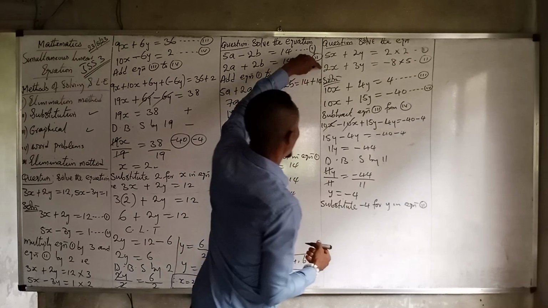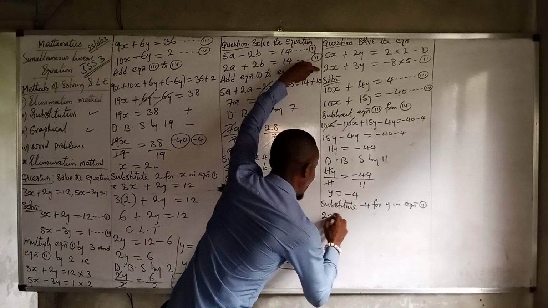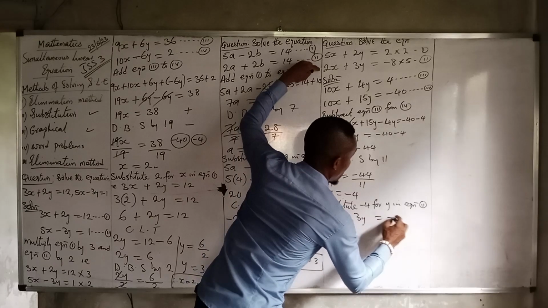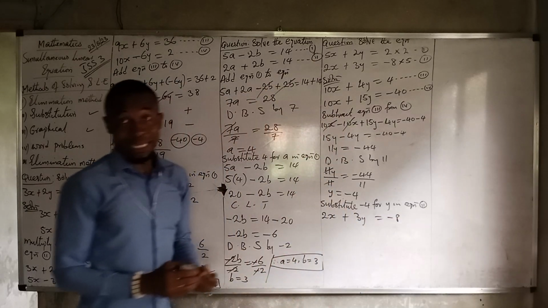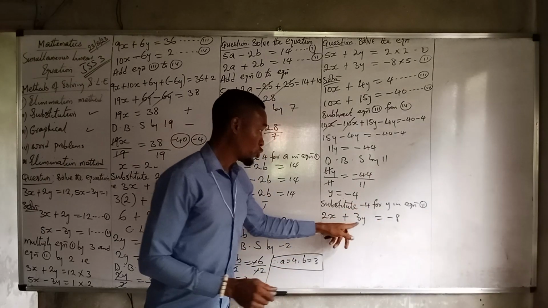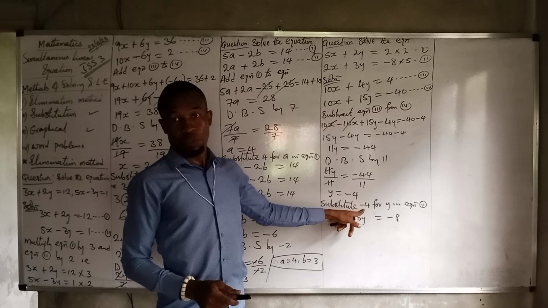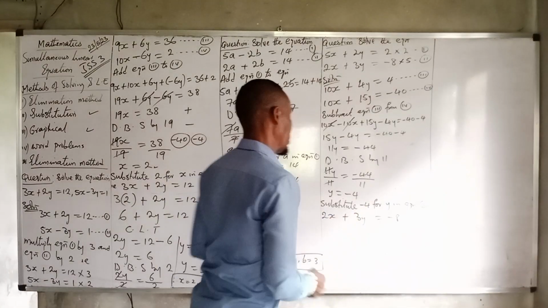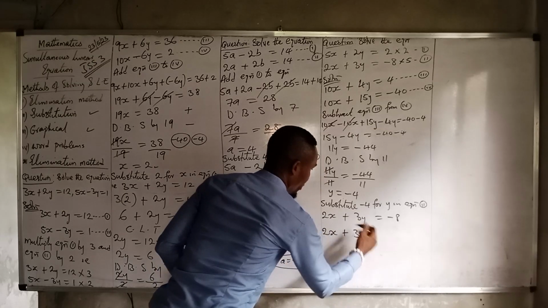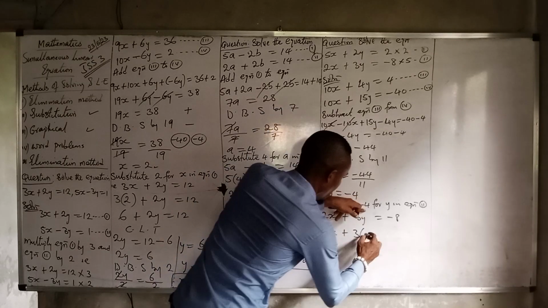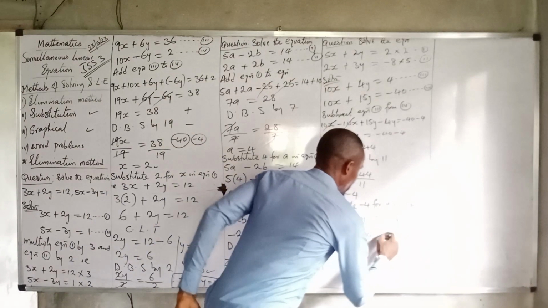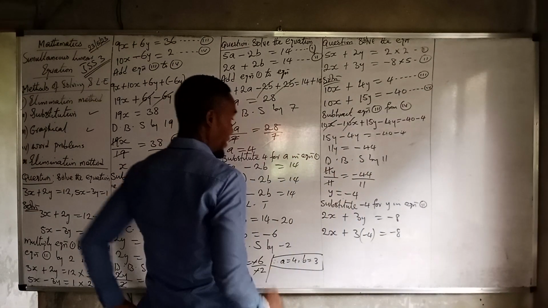This is equation 2: 2x plus 3y equals minus 8. Any place you see y in equation 2, you replace it with minus 4. We have 2x plus 3, and instead of y, I'll put minus 4, not just 4, equals minus 8.